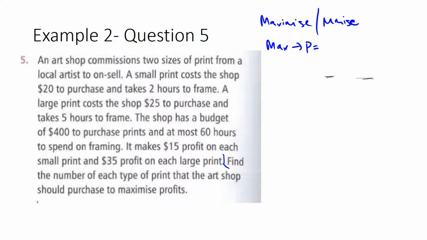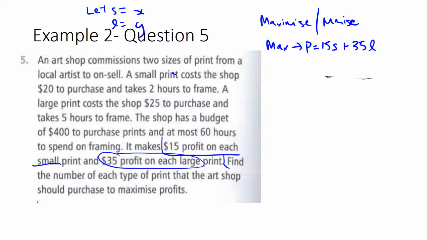By doing the cheapest way? No. Maximize profit is by $15 on a small print, $35 on a large print. Yeah. So it's going to be 15 small plus 35 large. But we've said, well, actually, we don't want to use S's and L's. So we say let S be X and L be Y. So that would be profit is 15x plus 35y. Happy with that? Yeah. Okay.